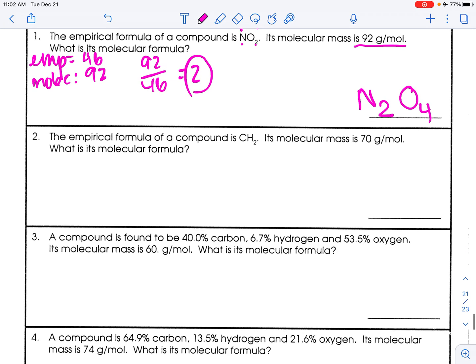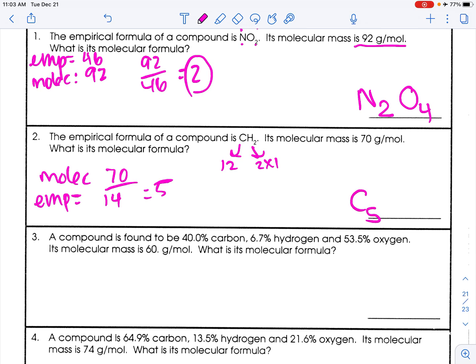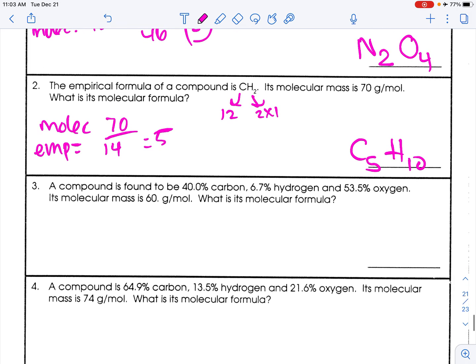Okay, on to number 2. They gave us the empirical formula, so let's find its GFM. This is 12, and this is 2 times 1, which is 2. So my empirical is 14. My molecular is 70. So how many times bigger is this molecular? It's 5. So I'm going to take the subscripts here, and it's going to be C5H10, because I multiplied the subscripts that were already there by the multiple of 5.